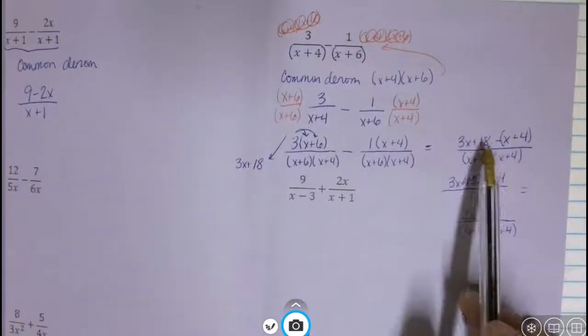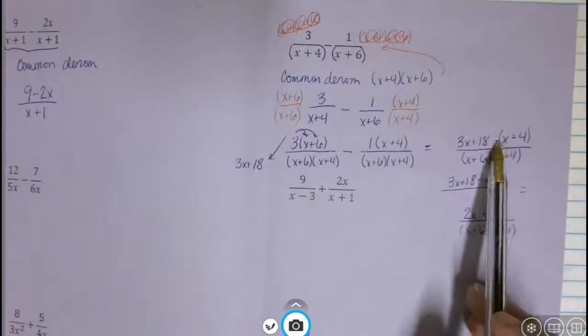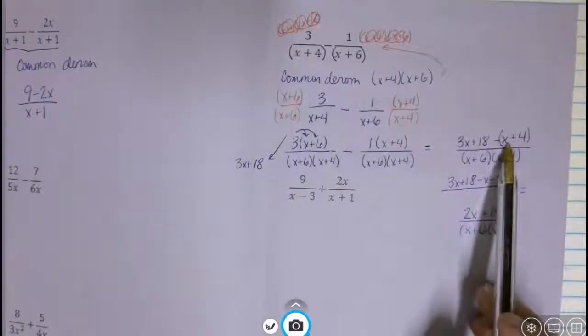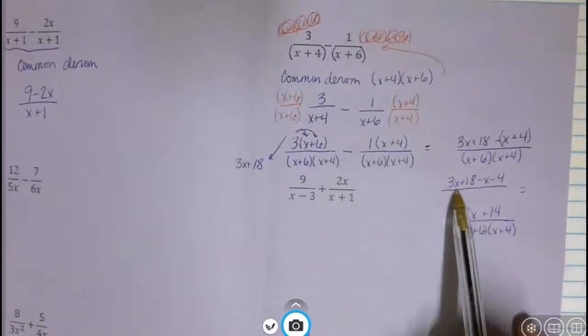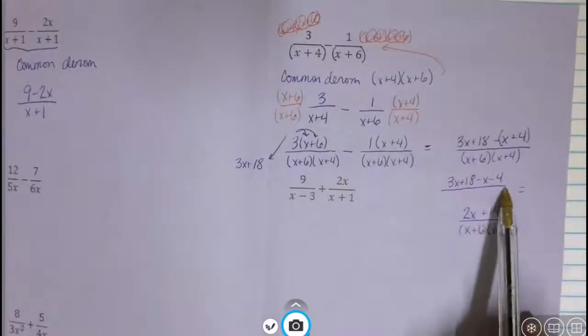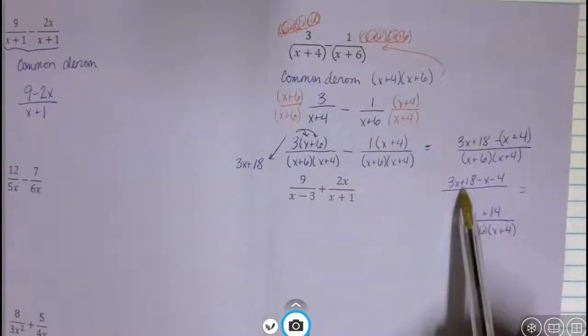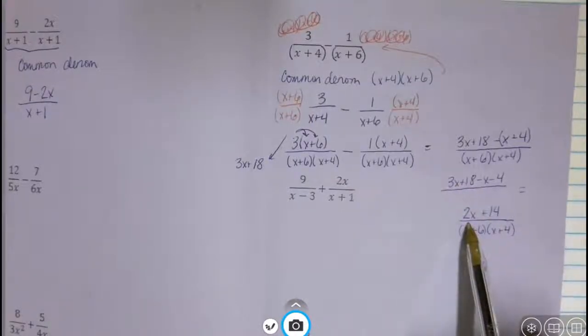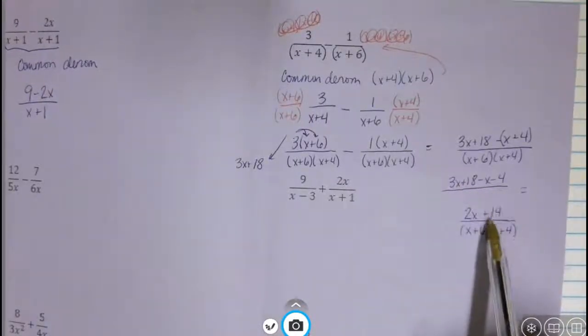Well, so now I see I have some distribution to do in the numerator. I want to get rid of this negative sign, so I distribute it to both terms in my parentheses. So I end up with 3x plus 18 minus x minus 4, and I just didn't write the denominator here. So then I can combine like terms. So 3x minus x gives me 2x. 18 minus 4 gives me 14.